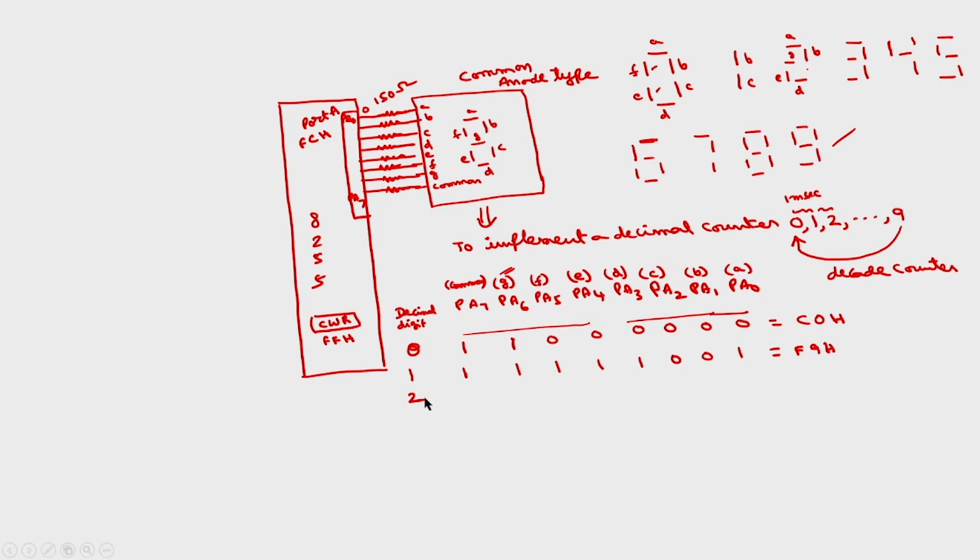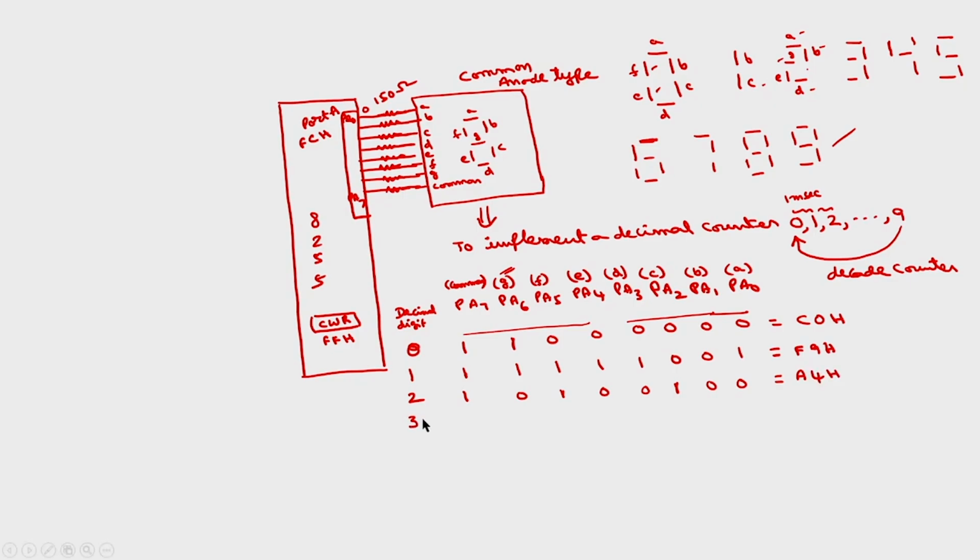Corresponding to 2, I want to glow A, B, D, E, G. So what is the code? This will be 1. I have to display G also, so 0. F is not there, so 1. E is there, so 0, D is also there, 0. C is not there, 1. B is there, 0. A is there, 0. So what will be the code? 1010 is A, 0100 is 4, so A4H.